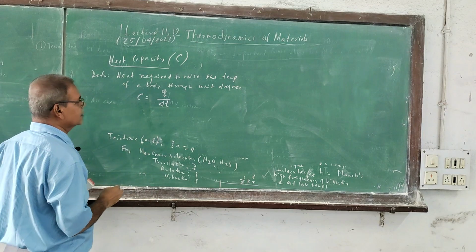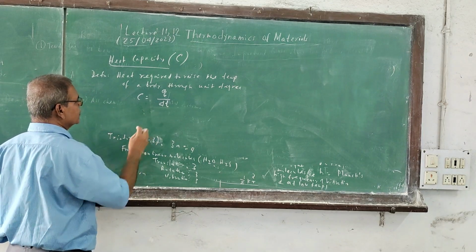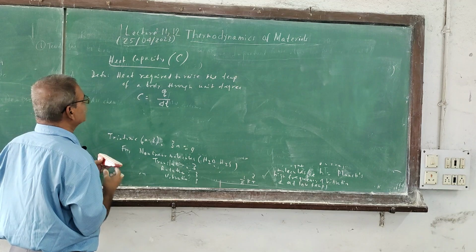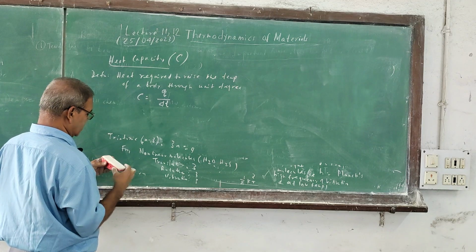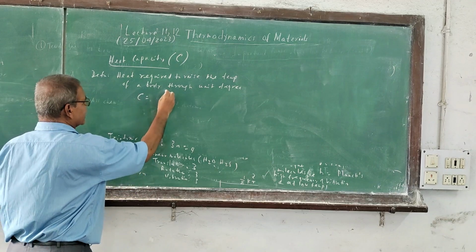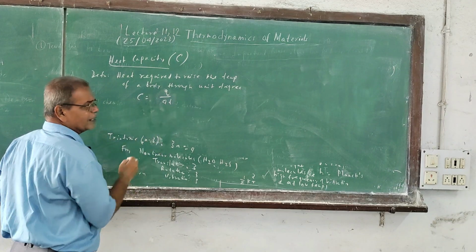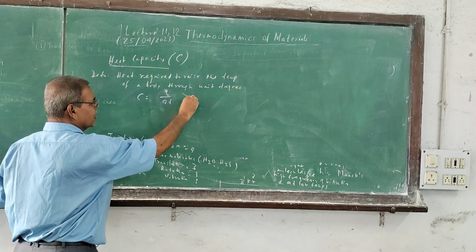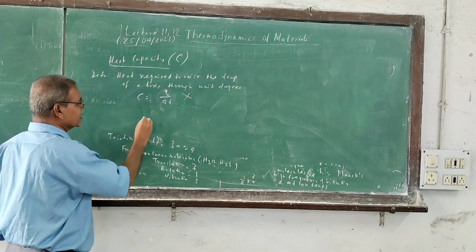C is for unit degree, let me write this. I'm writing, C is... right, okay, don't have to move. So I said this is a wrong statement. What is the correct statement?